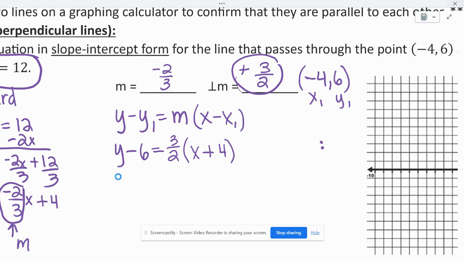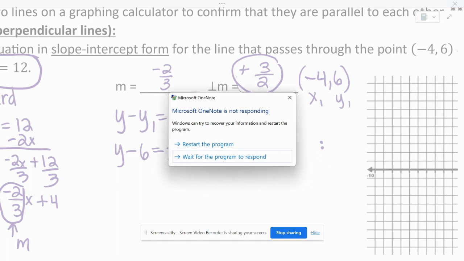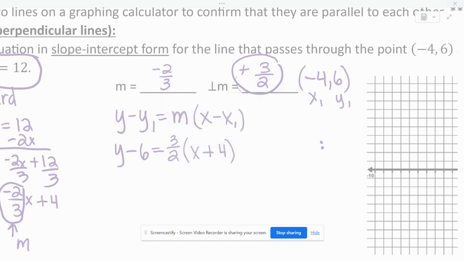Okay, so listen up. I'm going to freeze the screen while this is waiting to respond. I want you guys to turn that into slope-intercept form. I hope you can see it through the fog. Turn it into slope-intercept form. You already have it done? Well, you're going to have to wait for me.